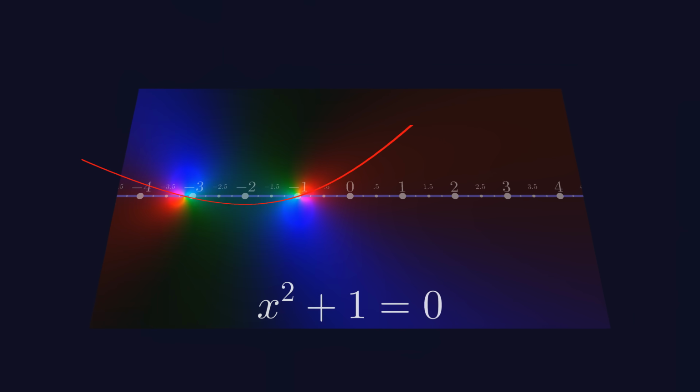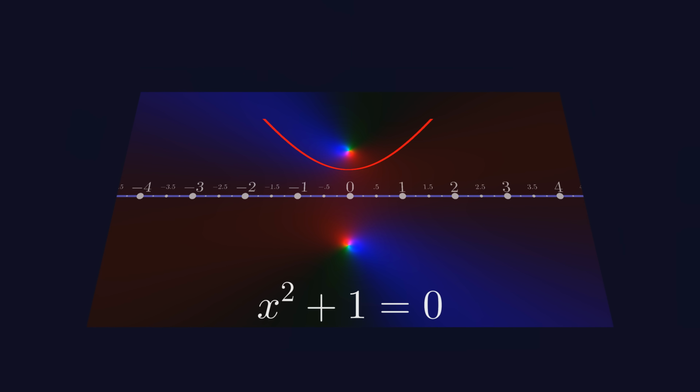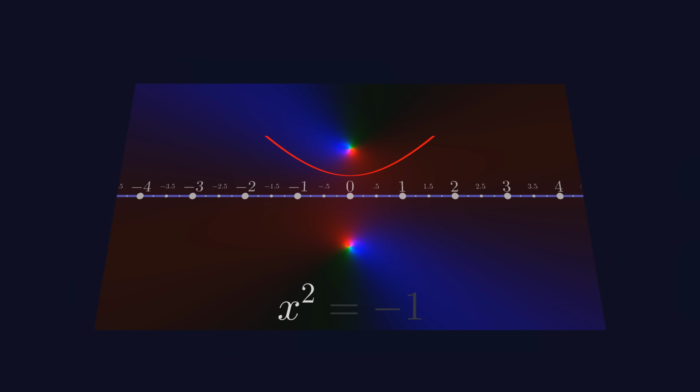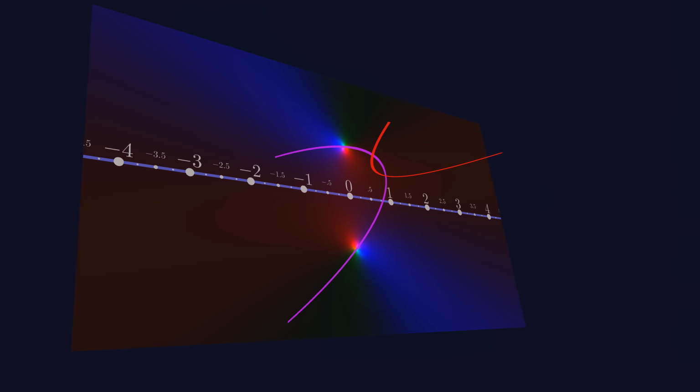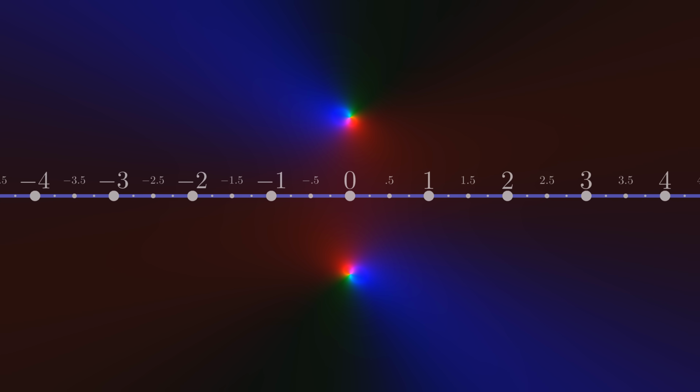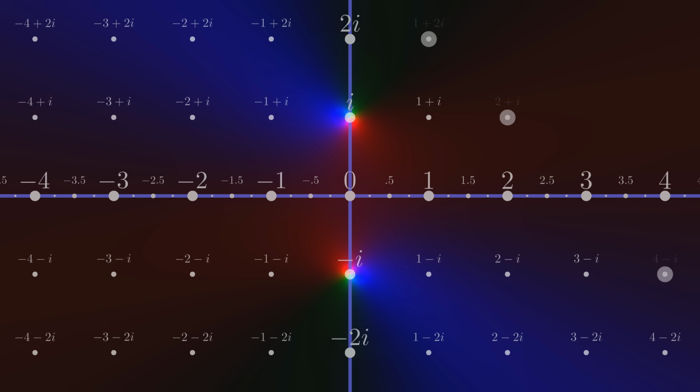Well then, what about this equation? No real number squared gives us -1. And you can see it too. None of the solutions are on the number line. Just like before, our number line must be missing something. Let's call these solutions i and -i, and add 2i, -2i, and so on, which, combined with the real numbers, forms the complex plane.